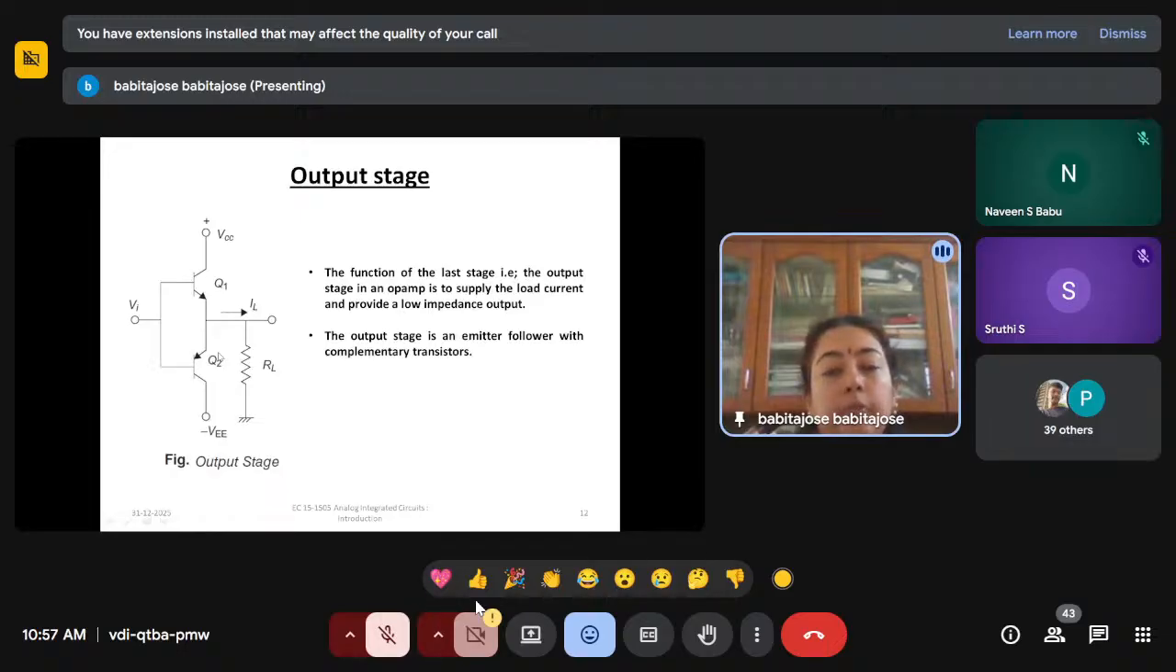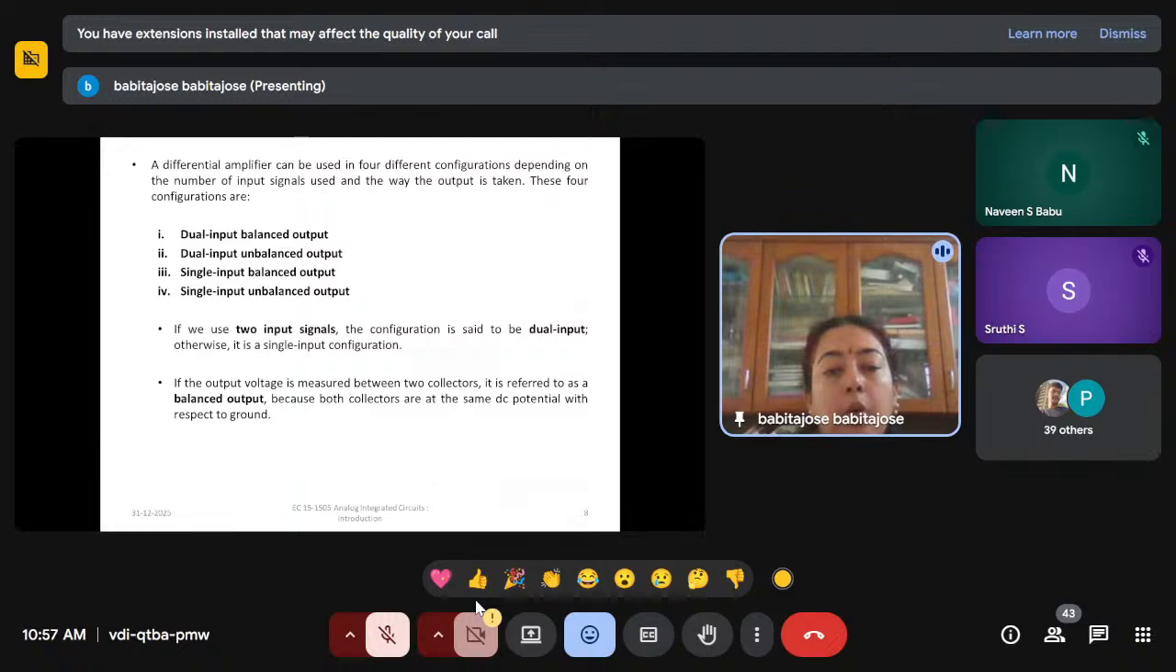So these are the four blocks in a typical op-amp.